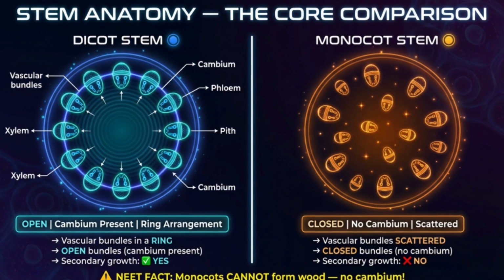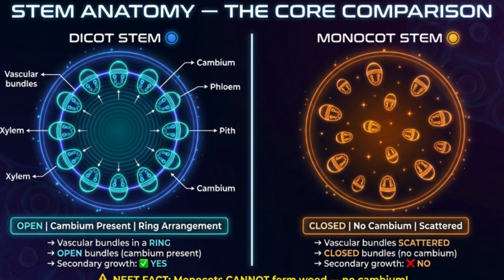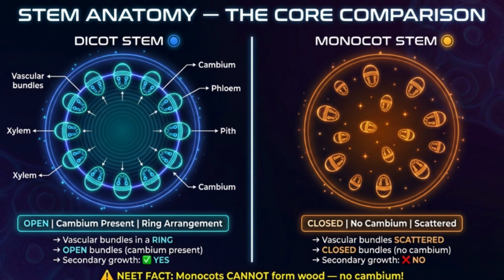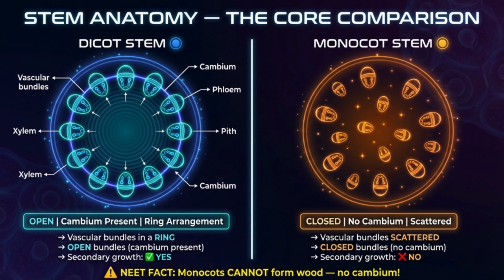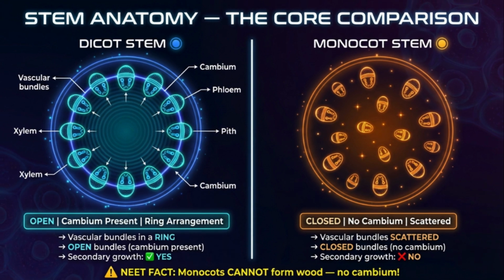Let's start with the stem and the comparison that NEET absolutely loves. When you cut across a dicot stem, think sunflower, think any typical herbaceous plant, and look at it under a microscope, you'll see vascular bundles arranged in a distinct ring pattern. Each bundle has xylem on the inside and phloem on the outside, and sandwiched between them is a strip of cambium. Because cambium is present, these are called open vascular bundles.